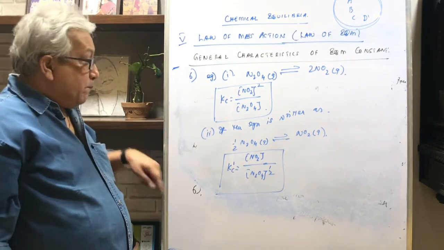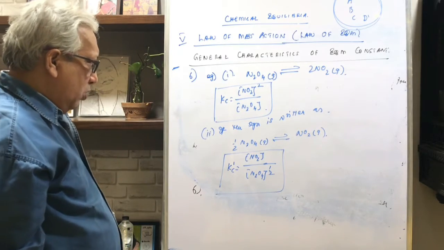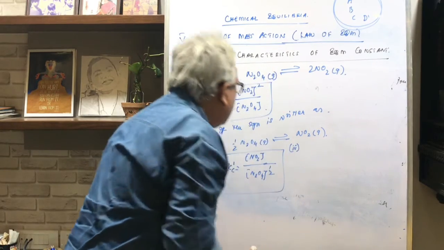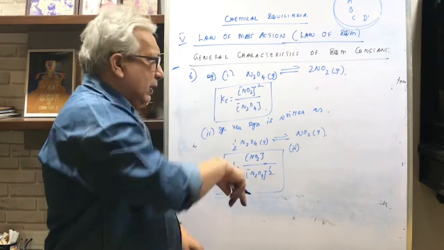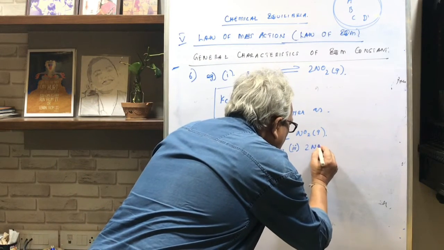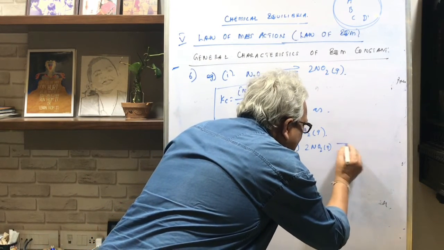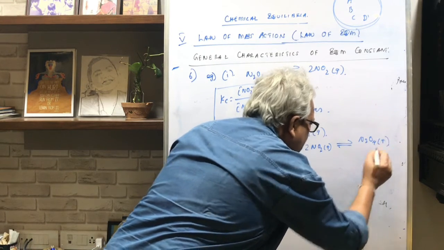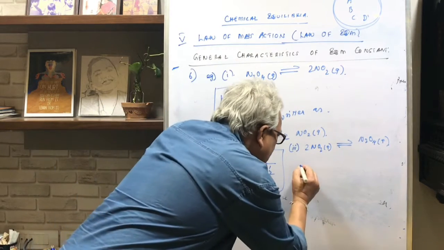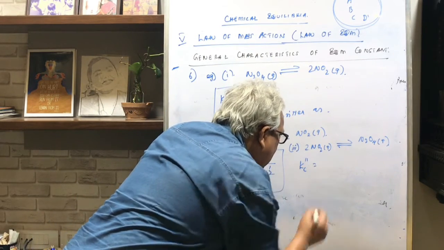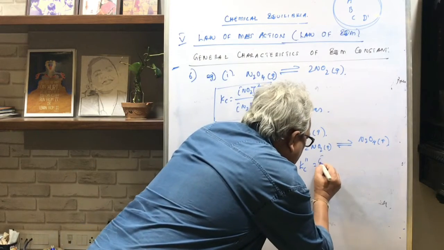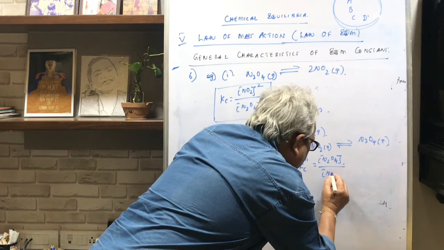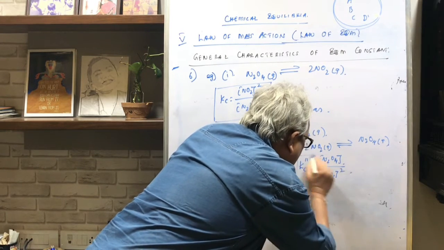Is that okay? Now I will show you one more thing. Point number 3, I hope you can see this. Suppose this first equation I have written in reverse, that is 2NO2 gas is in equilibrium with N2O4 gas. Then what will be the equilibrium constant? Now this will be Kc double dash, let us say, equal to concentration of N2O4 upon concentration of NO2 square. Is that okay with you?